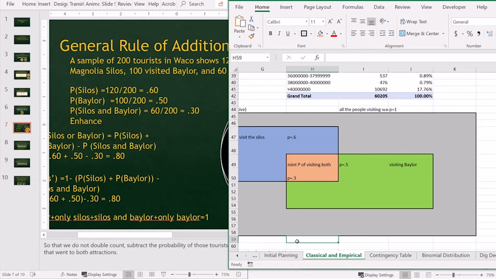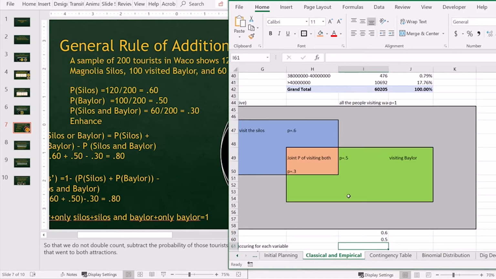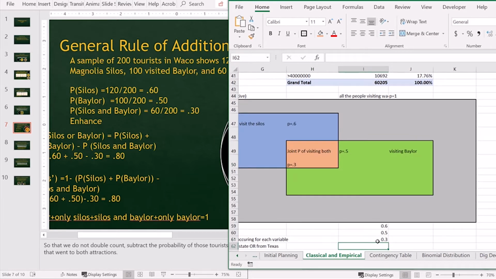Gives us way more than what we need, right? Okay. So you subtract the 0.3 so it doesn't get counted exactly twice. So we add the probability of them visiting the silos, which is 0.6, and then we also add the probability of them visiting Baylor, which is 0.5. And then we subtract the probability of them visiting both. The reason why is because this 0.3 is inside of both of these, and we don't want to count it twice. And that's to find who's going to visit either the silos or Baylor.